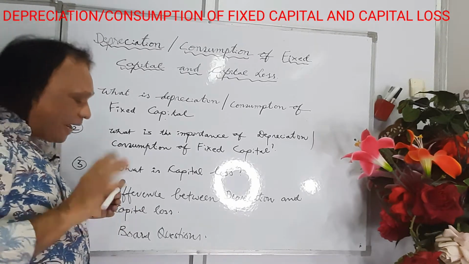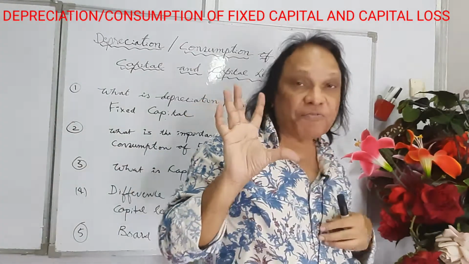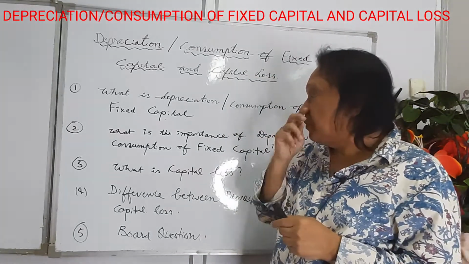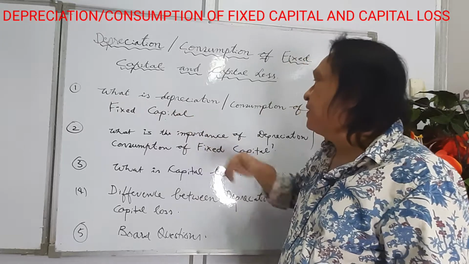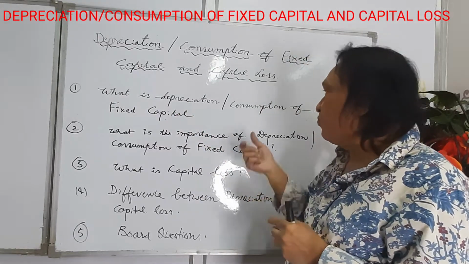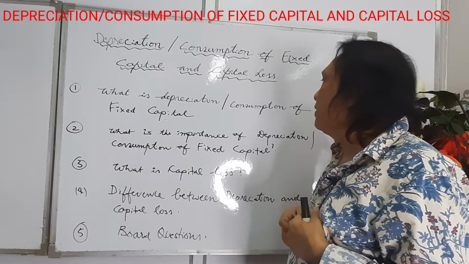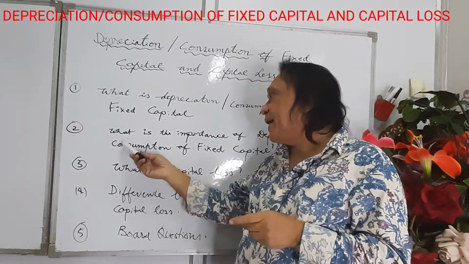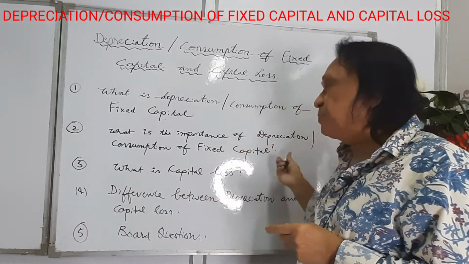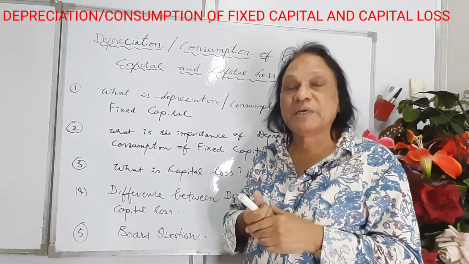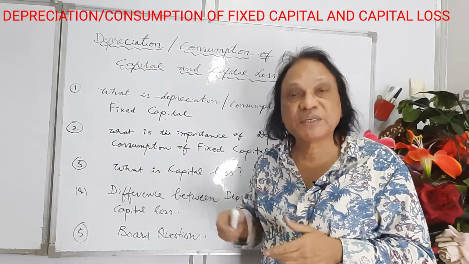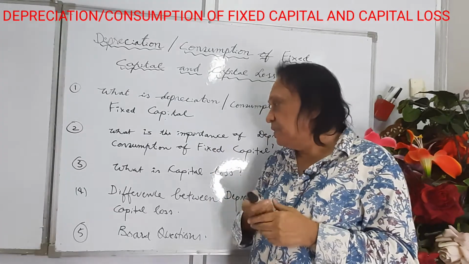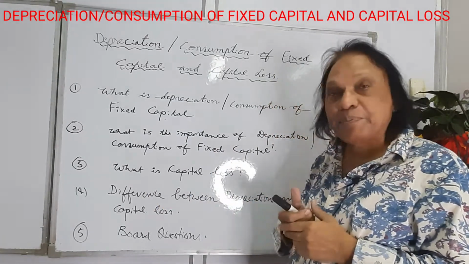Under this, as usual, we'll be discussing 5 questions or topics. The first one: what is depreciation, or consumption of fixed capital. The second: what is the importance of depreciation? Why do we study depreciation in national income accounting? How does it help in numericals? Or consumption of fixed capital, how does it help? The next one: what exactly is capital loss?